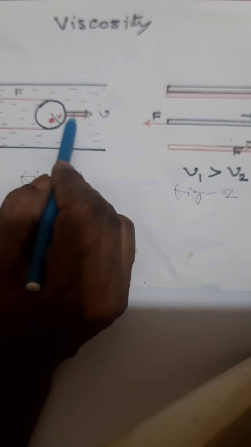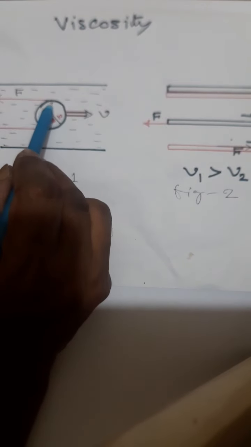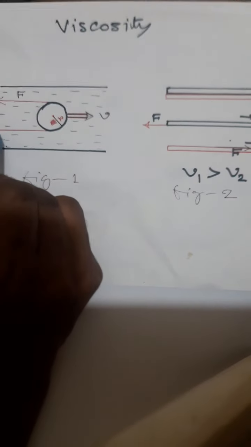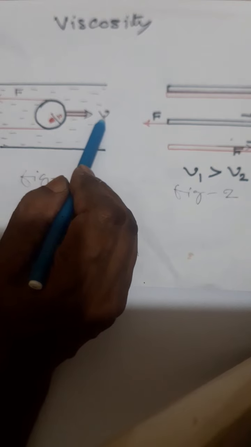A body is moving with a velocity v towards the right, and the frictional force is acting opposite to v. It is an opposing force as it opposes the motion of the body. It is also called viscous force.